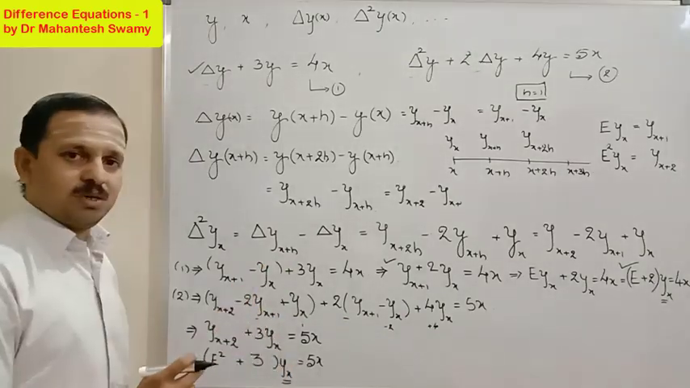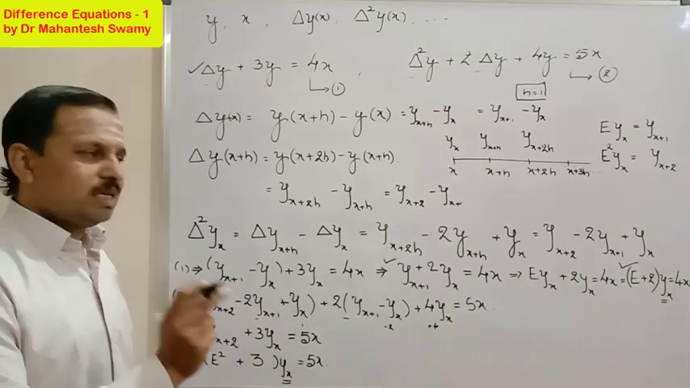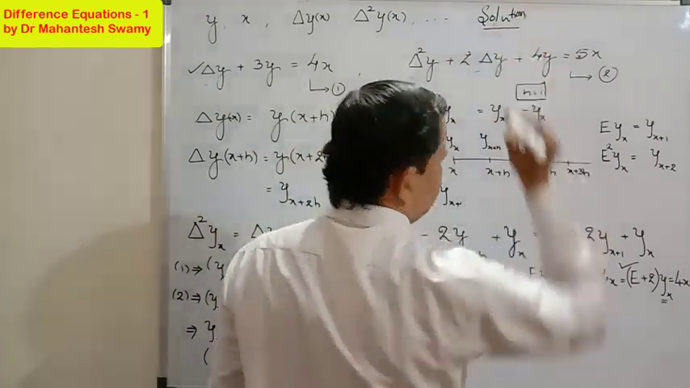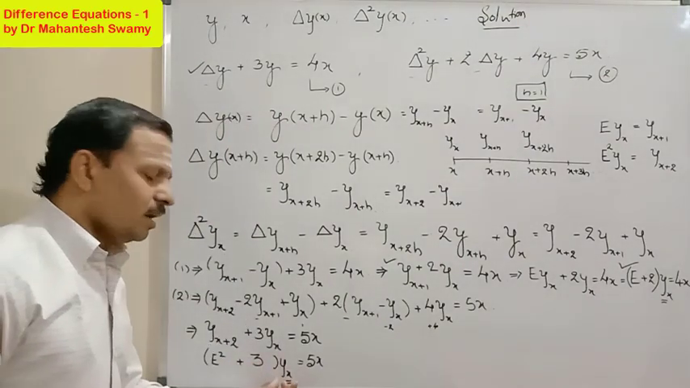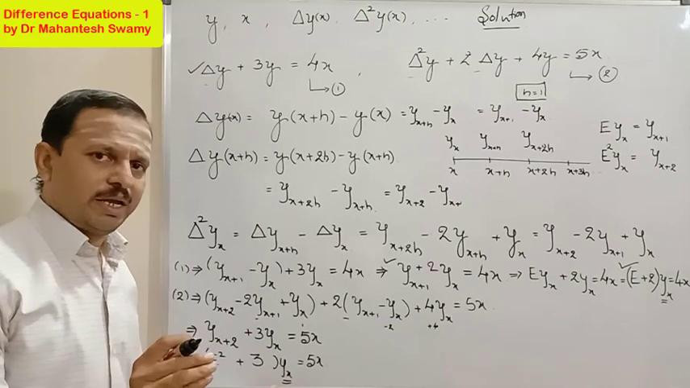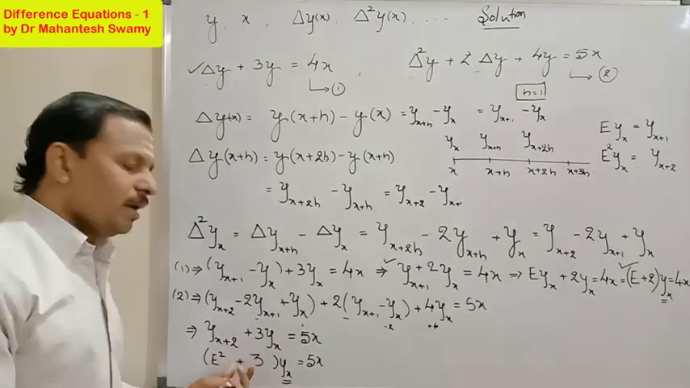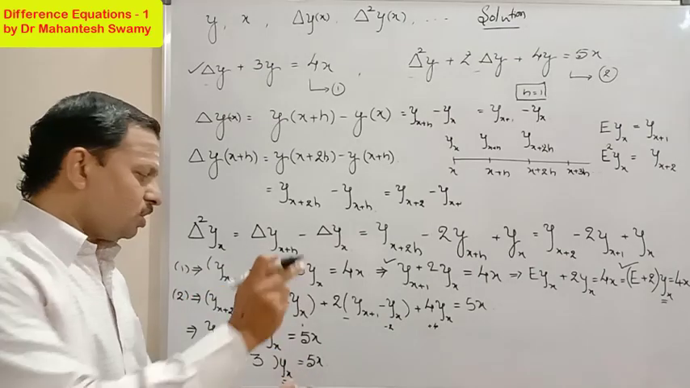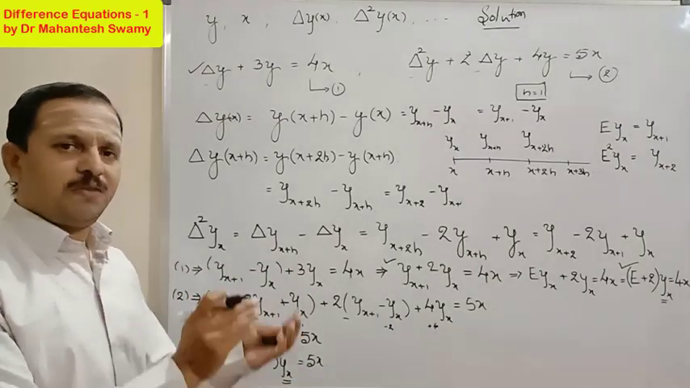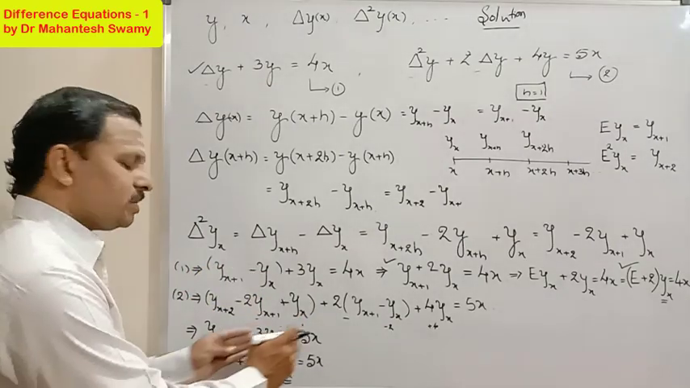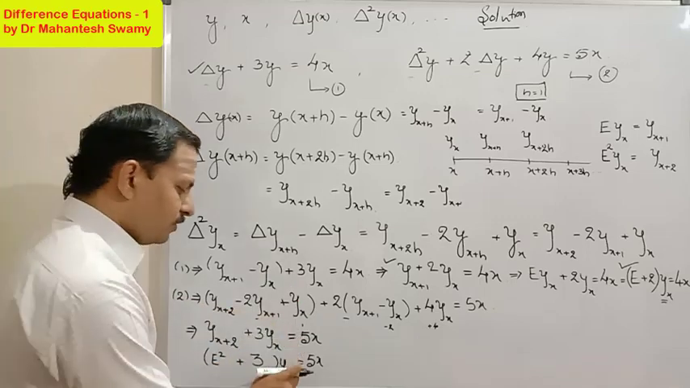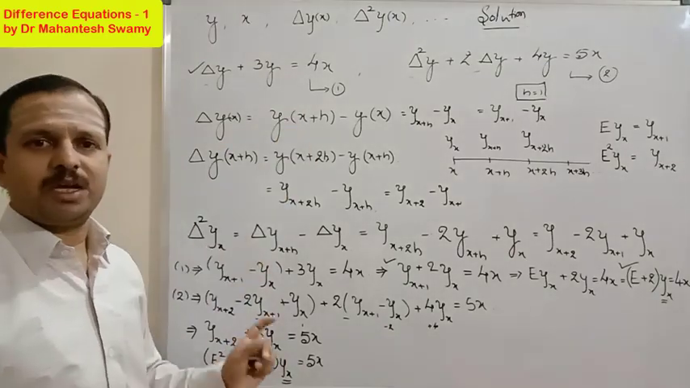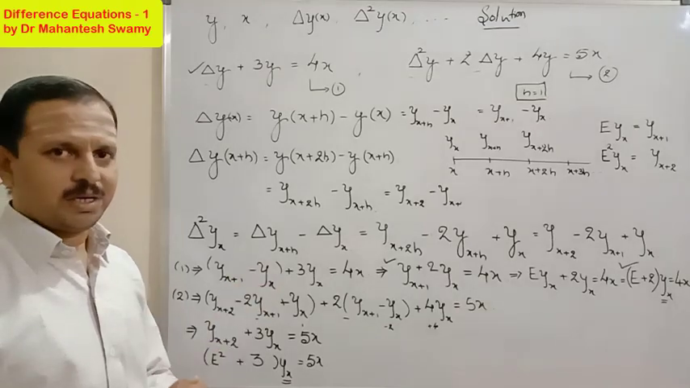The value of y(x) which satisfies the given difference equation is called the solution of the given difference equation. Very simple definition. The value of y(x), which is a relation between the independent variable x together with some constants, when substituted into the given difference equation, must balance it. That is, we should have LHS equal to RHS. Such a value of the unknown y(x) is called the solution of the given difference equation. So this is one important definition.